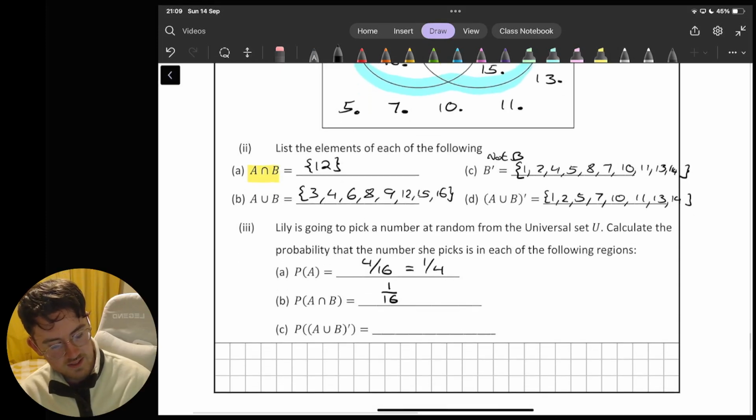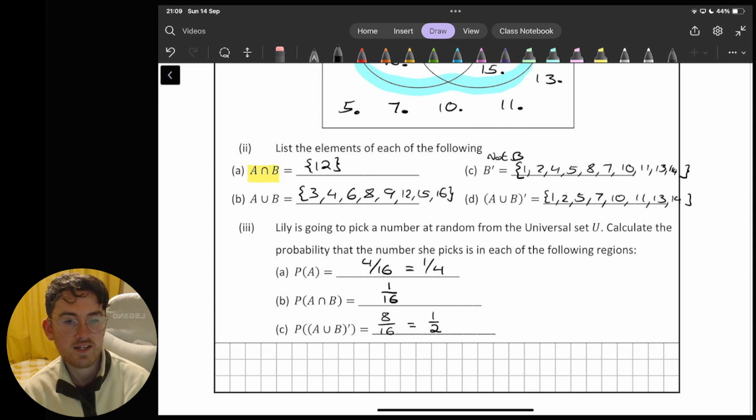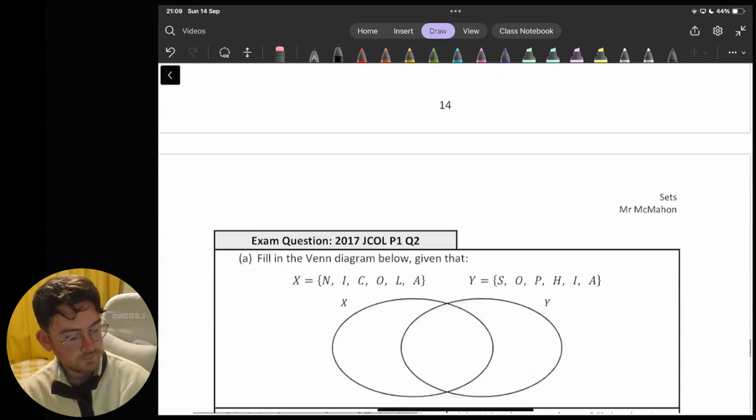And the probability that it is in the A union B complement, so the outside, we'll count that up. 1, 2, 3, 4, 5, 6, 7, 8. She has an 8 in 16 chance, which is a 1 in 2 chance, a half. The probability of her getting that is a half, so fairly high.